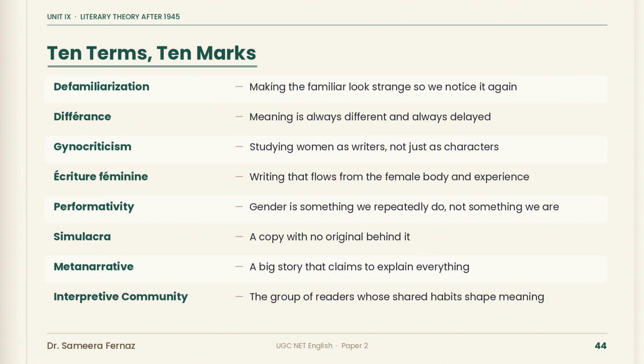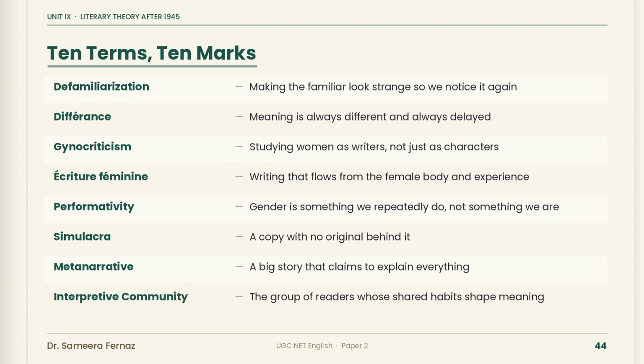Defamiliarization means making the familiar look strange so that we notice it again. Différance means meaning is always different and always delayed. Gynocriticism means studying women as writers, not just as characters. Écriture féminine means writing that flows from the female body and experience. Performativity means gender is something we repeatedly do, not something we simply are.